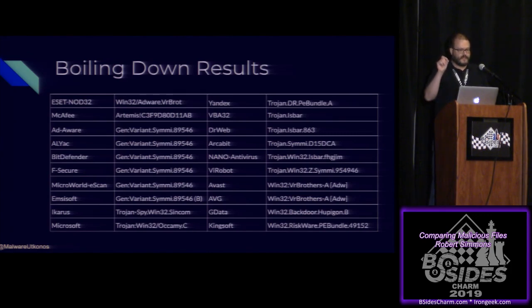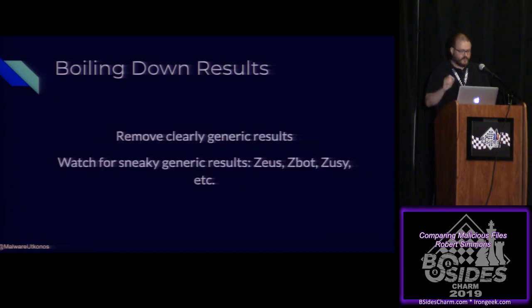By the way, AV scanner results, you have to know the date of the AV scanner result because the scanner result can change over time as AV scanner engines update and change, removing false positives, changing detections, improving signatures. So the signatures will change over time. So this is the signature set. What you want to do is make sure that you get the sneaky generic results removed. You'll find Zeus, Zbot, Zeusy.